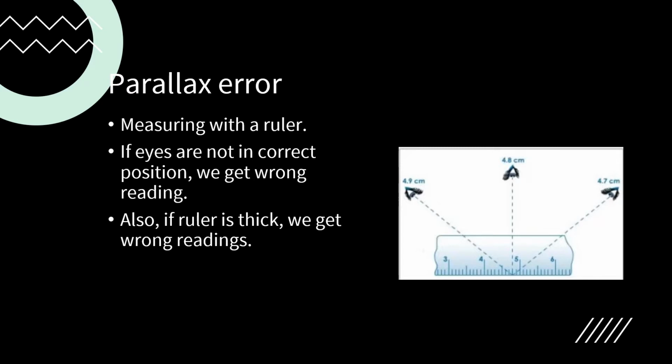You can see in the picture, when we are looking at the ruler from the top, the reading is 4.8 centimeter. But when we are looking at from the sides, it is either 4.9 or 4.7 centimeter. 4.8 is the correct length. So, this looking from the top is the correct way to read a measurement. Looking from the sides will give us incorrect readings. So, we have to read any measurements from the top to avoid parallax error.